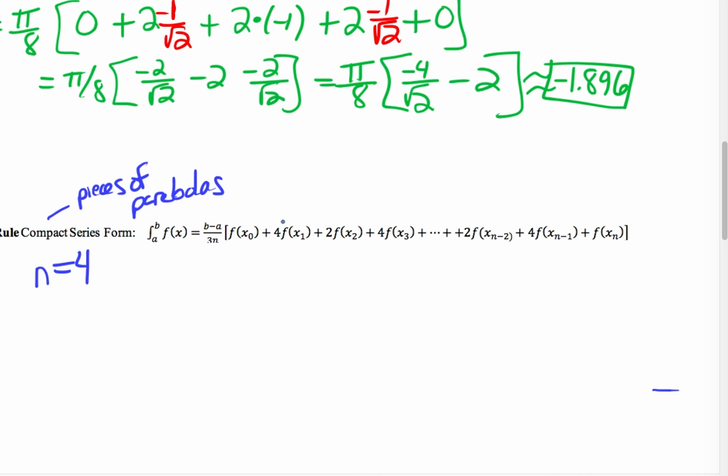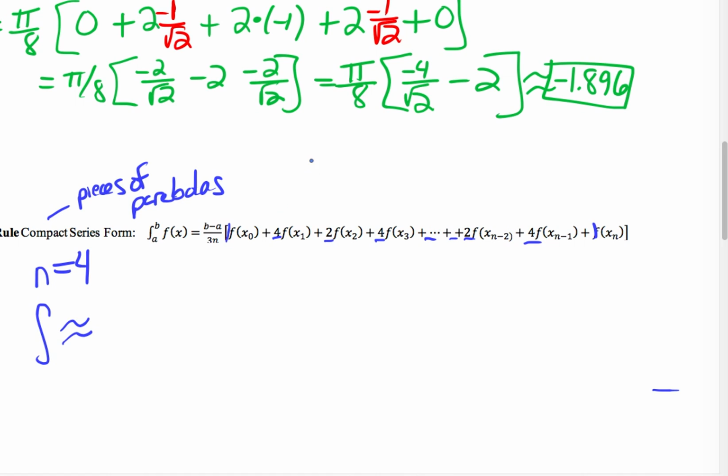Anyway, though, you can see that this is really similar, except instead of having a 1, 2, 2, 2, 2, 1, it's going to be 1 and then 4 of the second node, 2 of the next one, then 4 of that third one, 2 of the next one, then 4, then 2, then 4, then 1. Other than that, it's going to work really similarly. So we're going to say the integral is approximately equal to b minus a.